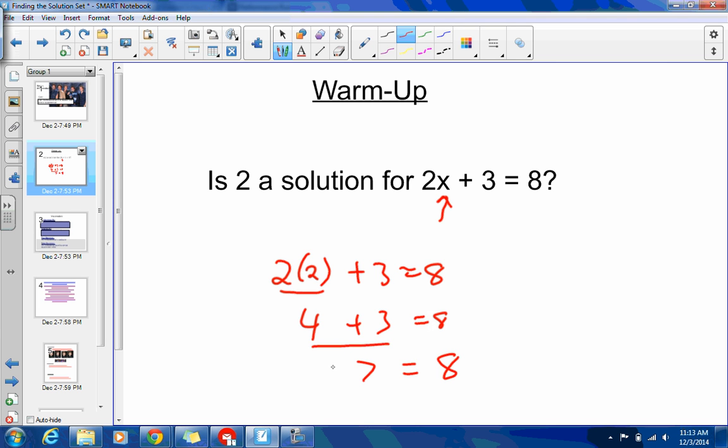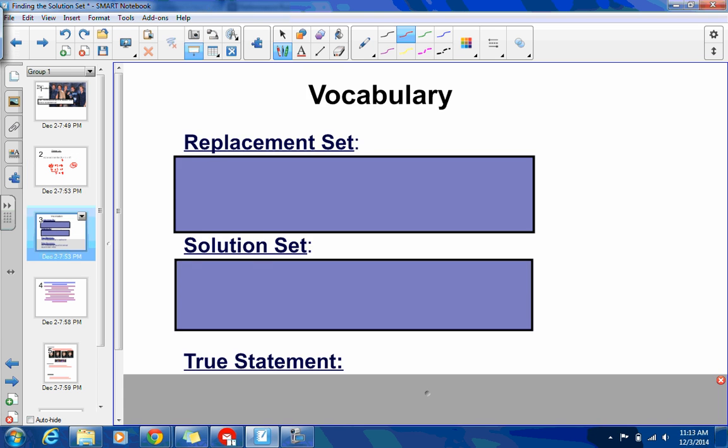And if you look at that, is 7 equal to 8? No, it's not. So the answer would be no. 2 would not be a solution for this equation because it does not make the equation true. Okay, that's exactly what we're doing today, only we're going to be working with 2 variables.